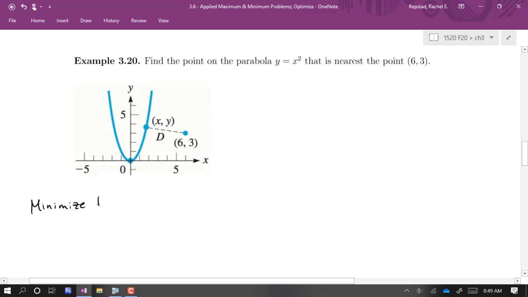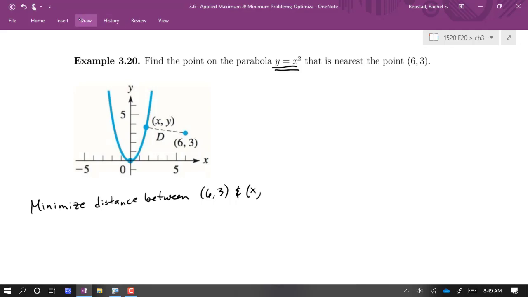We're going to minimize the distance between (6, 3) and (x, y). But we know that this point is on the curve y equals x squared. So in fact, this point (x, y) is really (x, x squared).